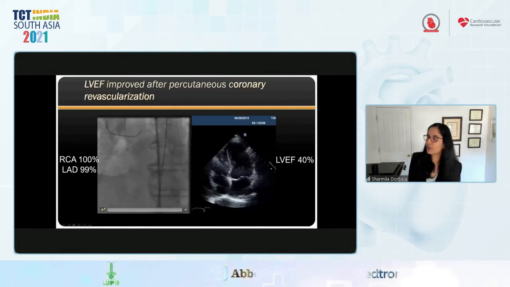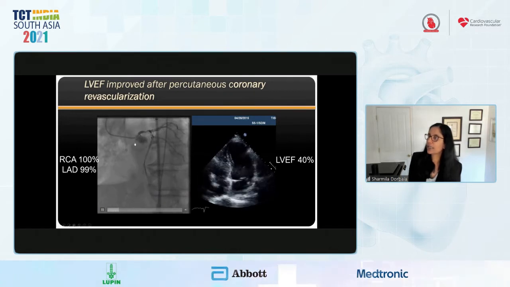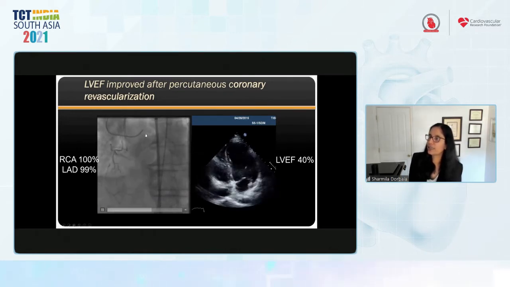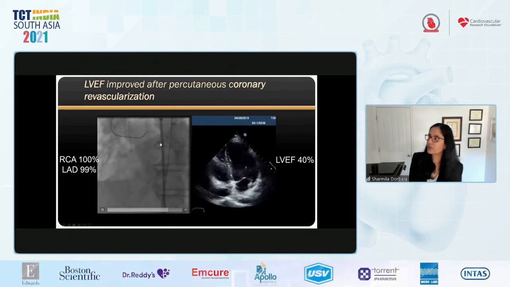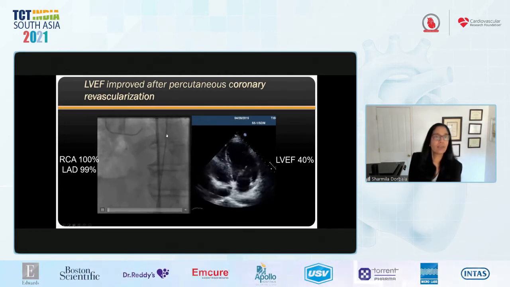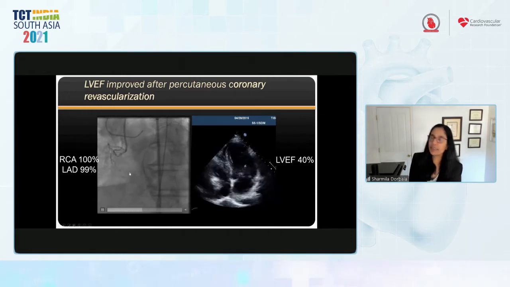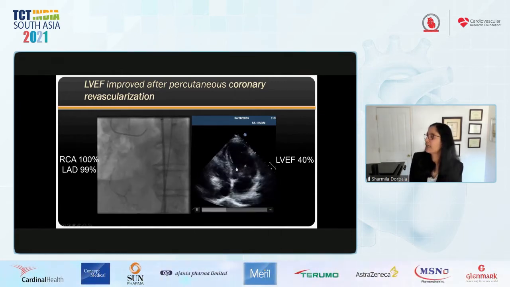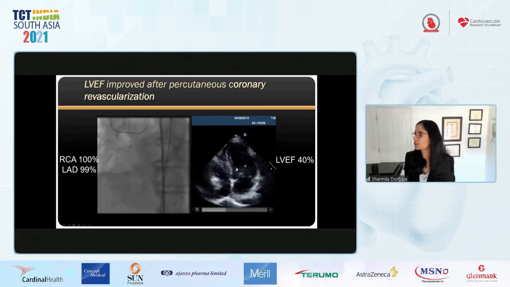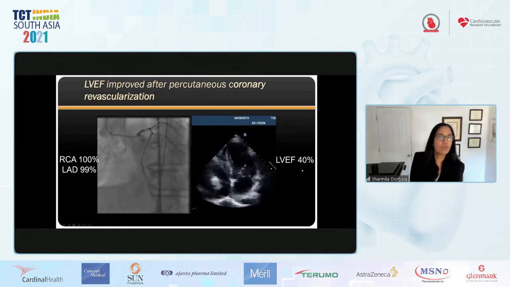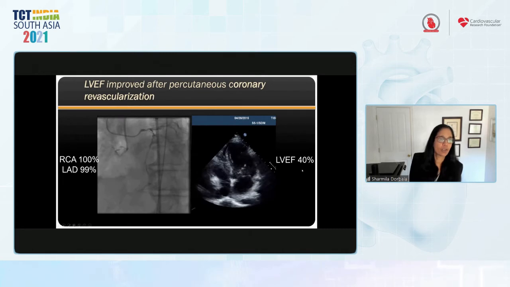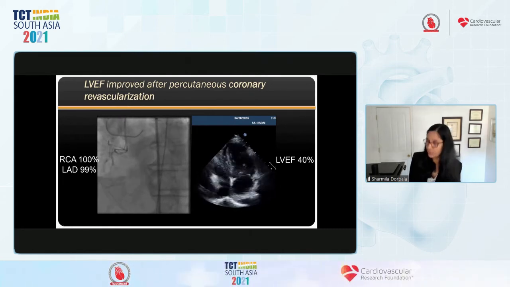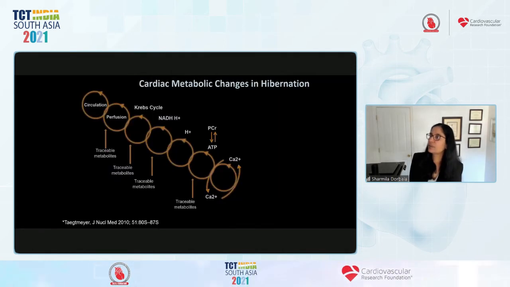So the patient went on to the cath lab, and he had complex disease with 100% occlusion of the right coronary artery and very tight stenosis of the LAD, as well as disease of the circumflex. Both vessels were percutaneously revascularized, and this is his ejection fraction 6 months later, showing improvement of LVEF to 40% from about 15 to 20% EF.